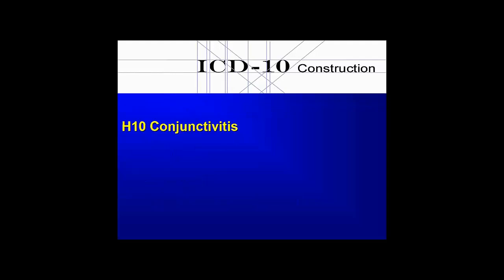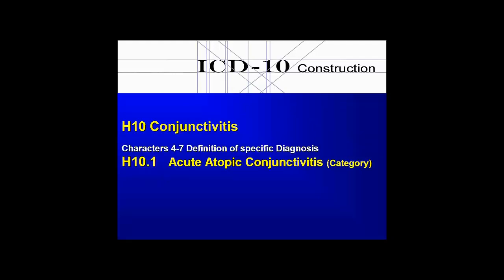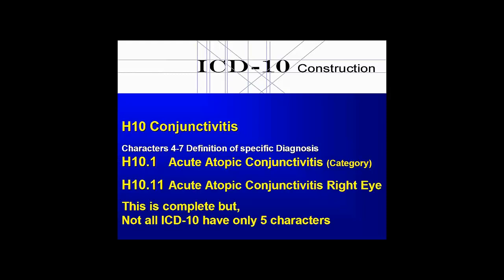So let's see how this gets constructed. H10 is conjunctivitis. In this, from 1 point after the decimal, it starts to get more specific. And this is atopic conjunctivitis. And then the next digit specifies the right eye. This particular code has only 5 characters. That's not typical. Most of them have far more than that. But this one, you specified that it's conjunctivitis with the first 3 characters. The one after the decimal point is that it's acute atopic, and then finally the one at the end is a right eye.